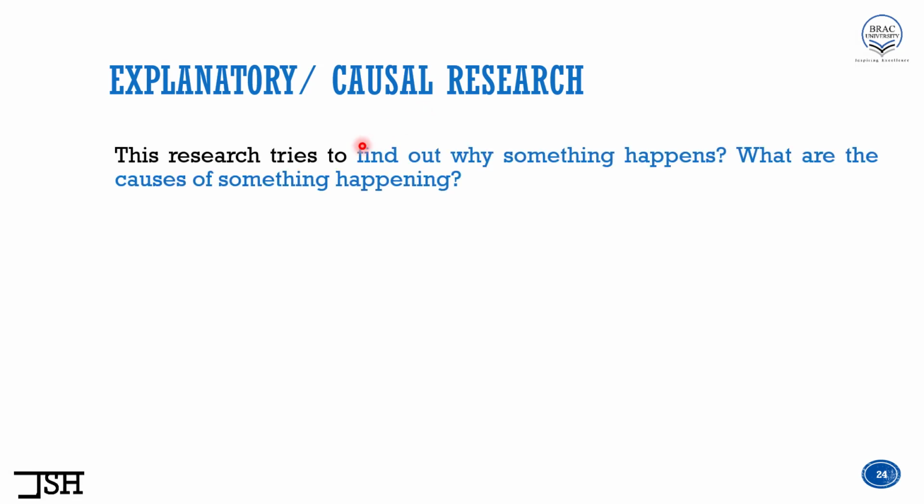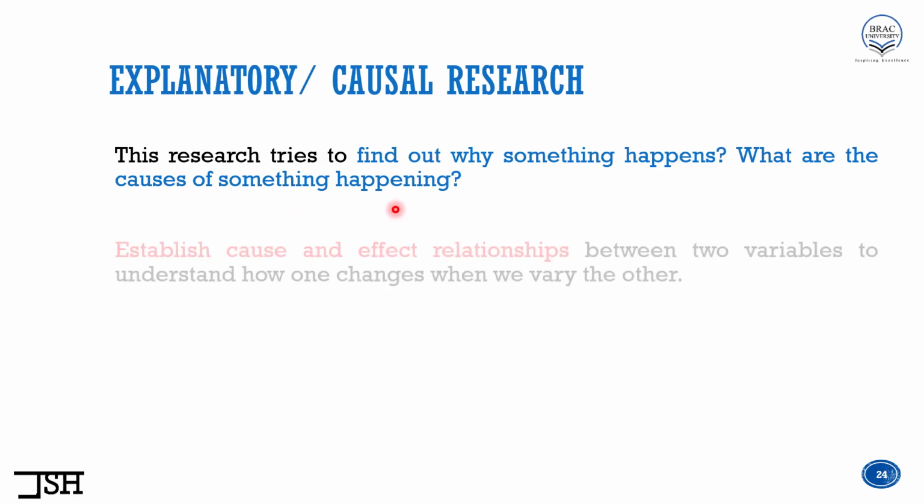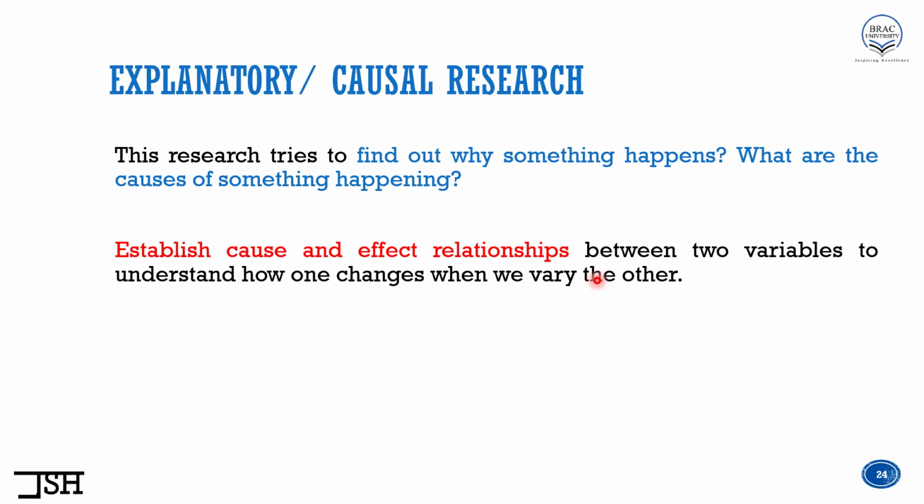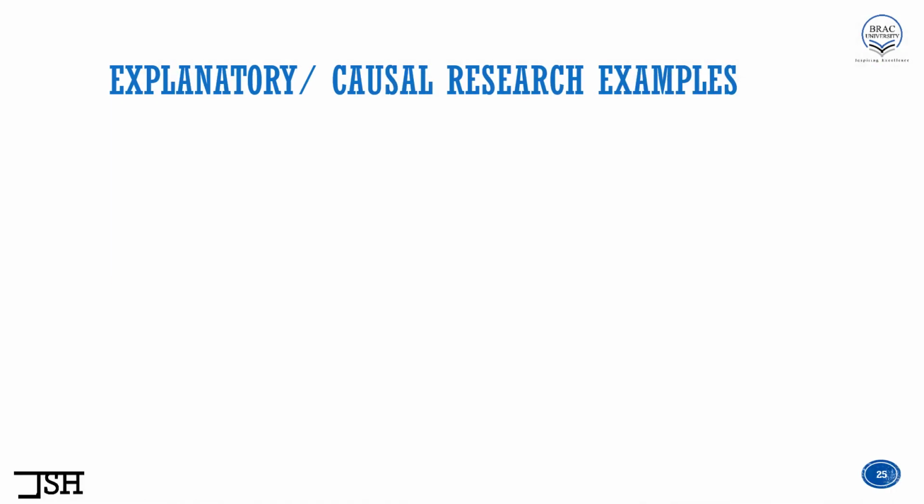So now let's move on to the formal definition. Here it goes. This research tries to find out why something happens. What are the causes of something happening? So I want to establish a cause and effect relationship between two variables to understand how one changes when we vary the other variable as well. So again, the main purpose is to find out the cause of something happening. Let's move on to the examples.